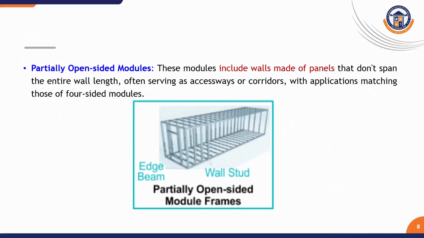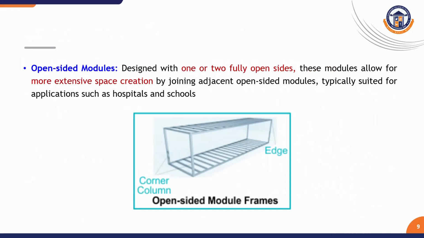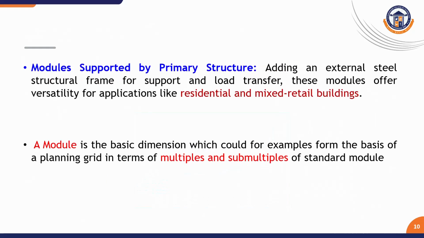In partially open-sided modules, some of the walls don't span the entire wall length, and they are used for accessways and corridors. Next, in open-sided modules, one or two sides are fully open, ideal for spaces like hospitals and schools, which allow flexible space creation. Next, modules supported by primary structures, that is, modules supported by external steel frames, are suitable for residential or mixed-use buildings.